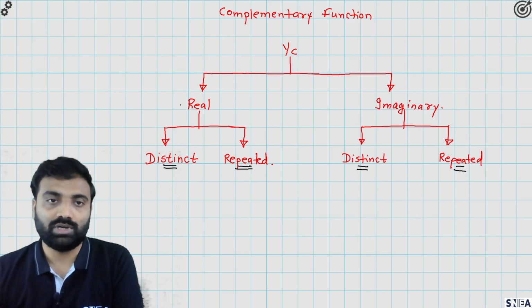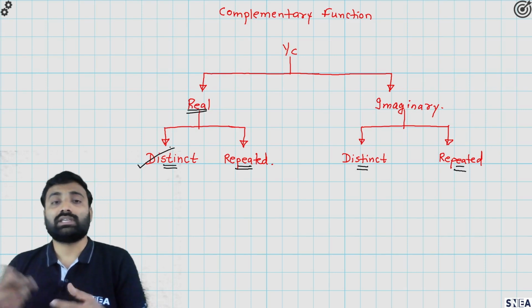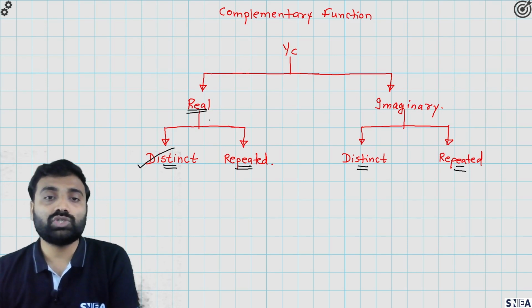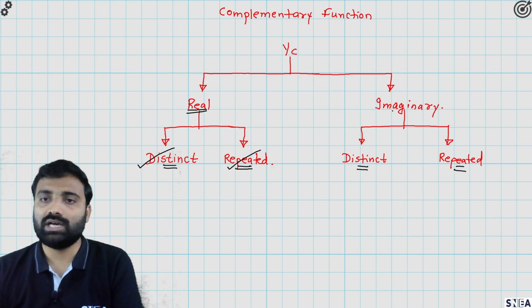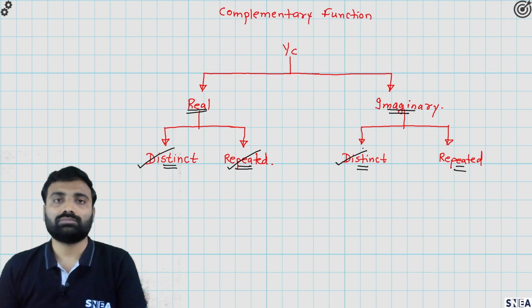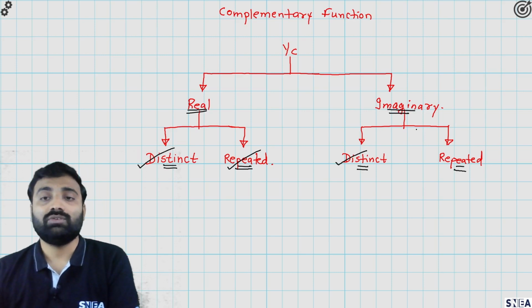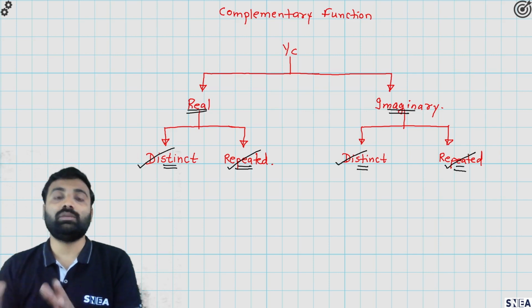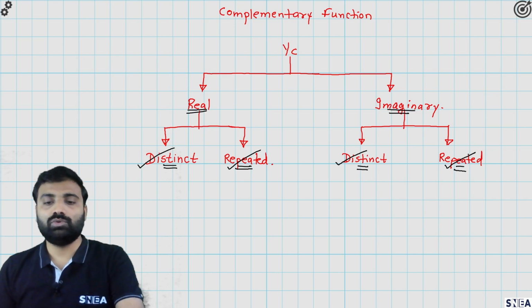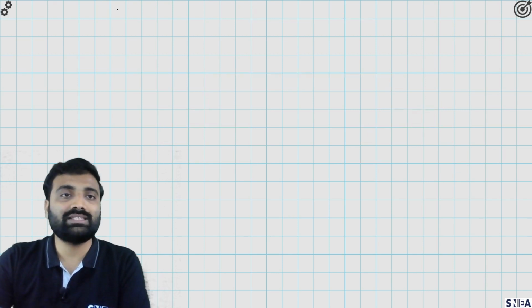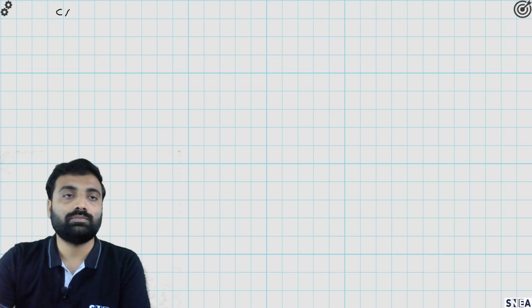So let us see case number 1. What is case number 1? When the roots are real and distinct. The case number 2 क्या रहेगा? When the roots are real and repeated. The case number 3 will be when the roots are imaginary and distinct. And case number 4 will be when the roots are imaginary and repeated. Perfect. I hope that you are understanding. So let's move on to case number 1. Okay. So case number 1. What is case number 1, students?